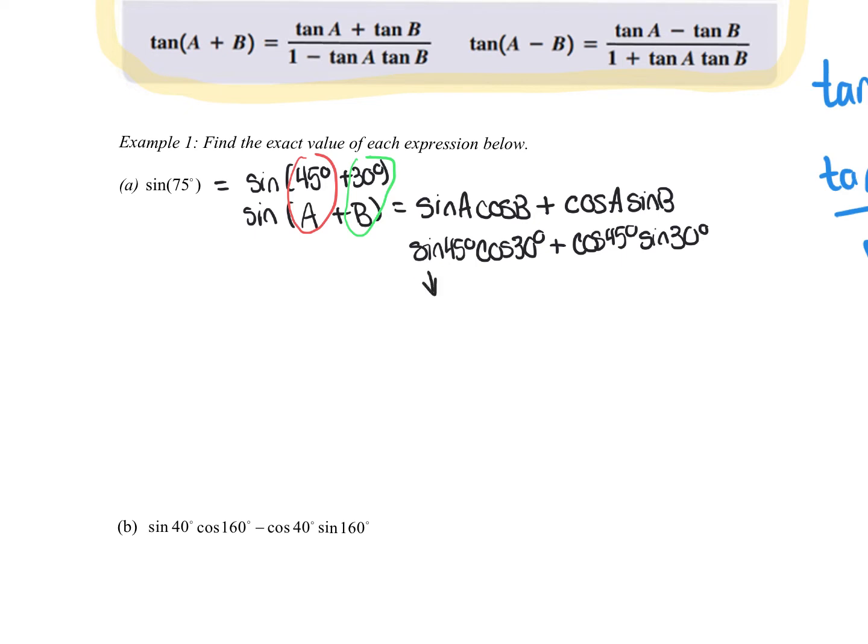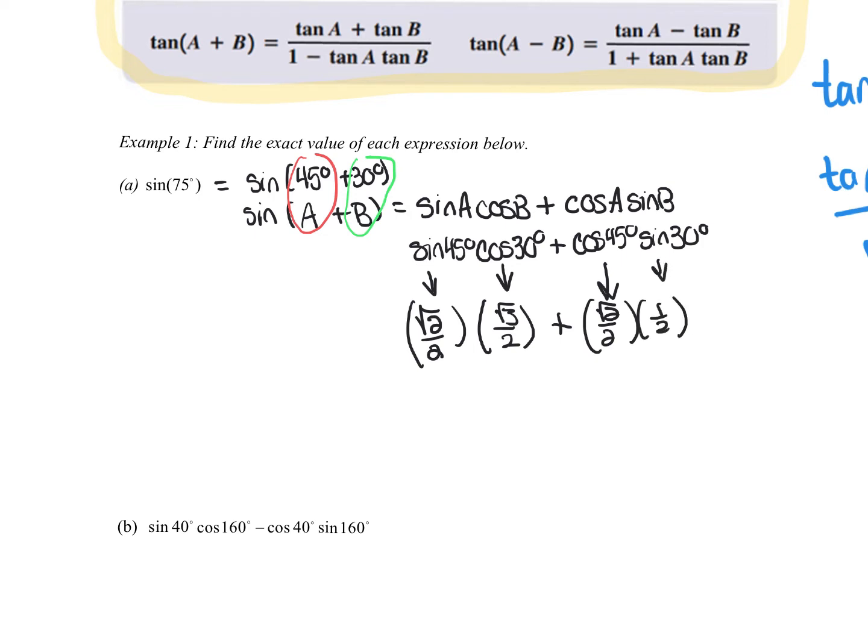Sine of 45 degrees is root 2 over 2. Cosine of 30 is root 3 over 2, plus cosine of 45 degrees is root 2 over 2, and then finally sine of 30 is 1/2. Multiply straight across, so you get root 6 over 4 plus root 2 over 4, which we can write as root 6 plus root 2 all over 4.